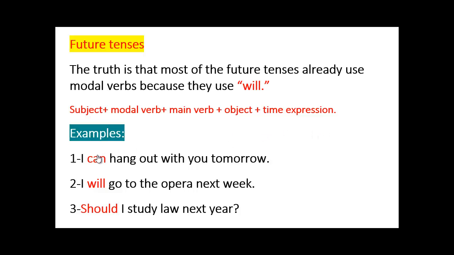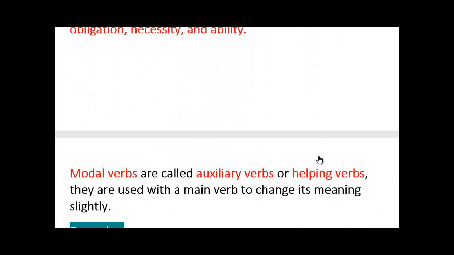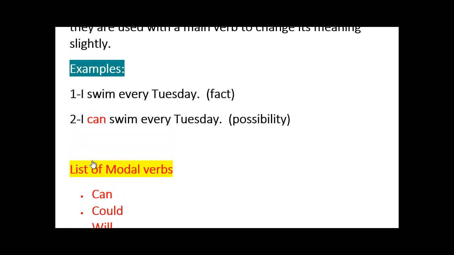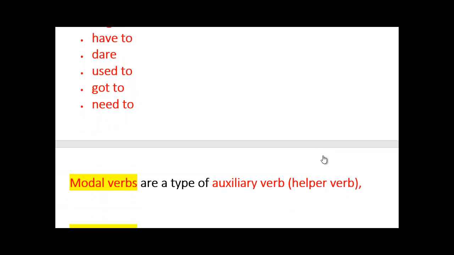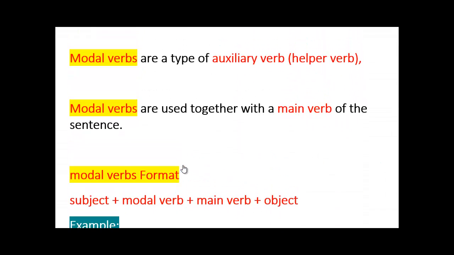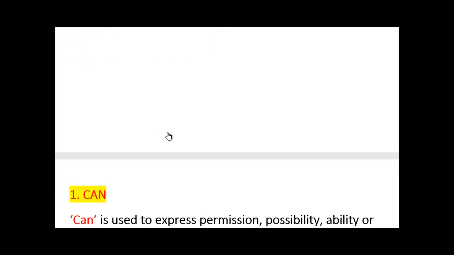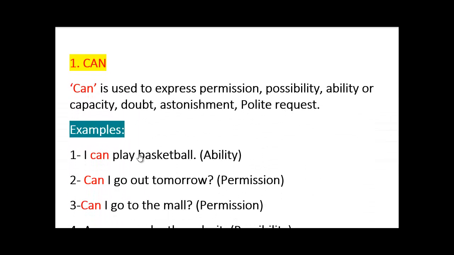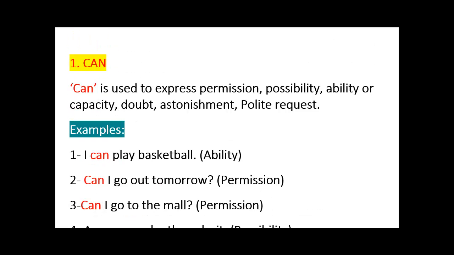That's it about modals, what they are and how they change the meaning of a sentence slightly, and their types, a list of them, and then each one of them, auxiliary verbs used with main verbs, and here's just an example. Then we talked about each one of them, starting from can, could, will, would, shall, should, may, might, and ought to, and have to, and need to, and so on. I hope you understood most of it, and that's it, girls and guys.